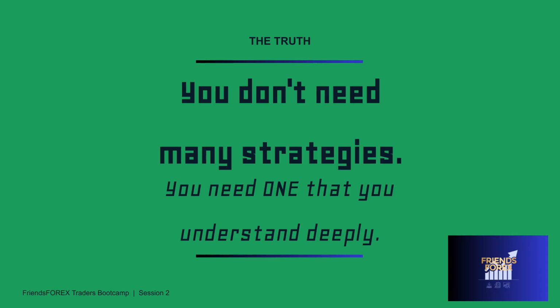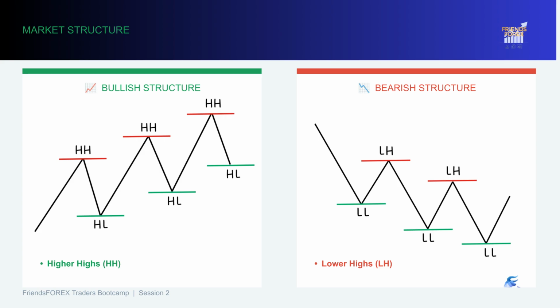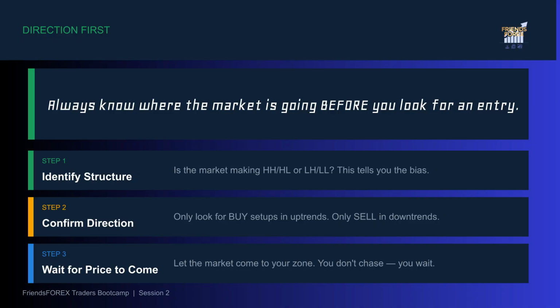First, let's review market structure. A bullish structure, or uptrend, consists of higher highs, HH, and higher lows, HL. A bearish structure, or a downtrend, consists of lower highs, LH, and lower lows. Always determine the market direction first.